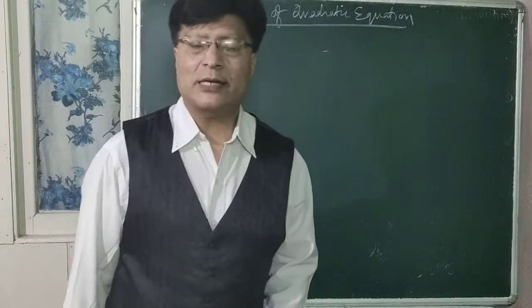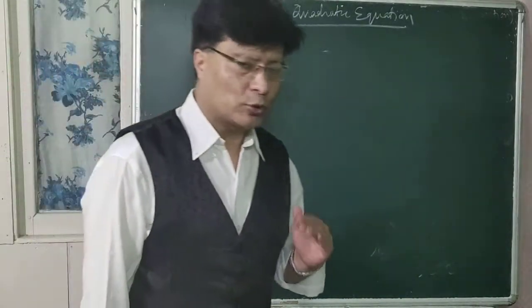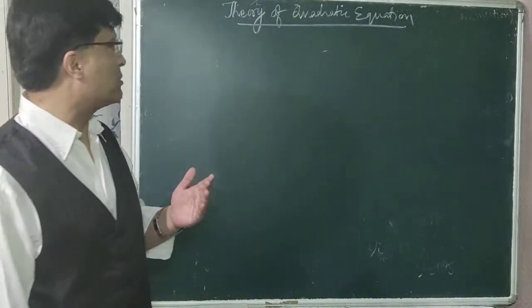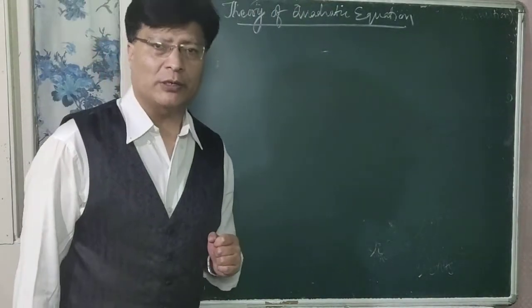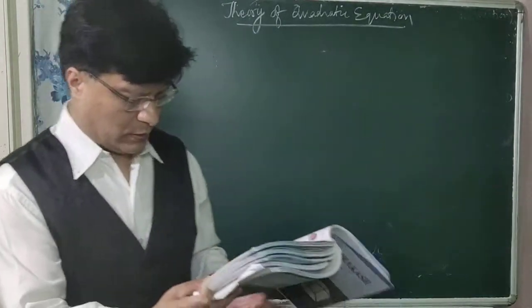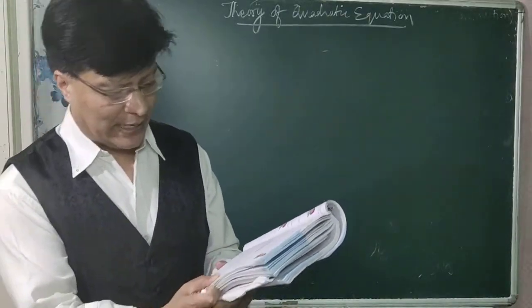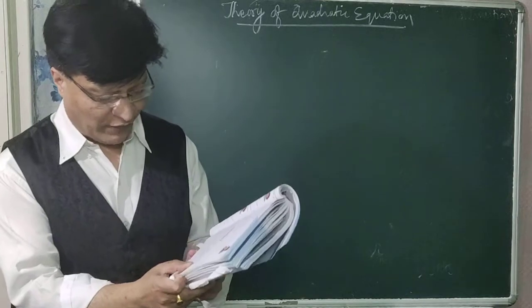So in the last class we were doing theory of quadratic equation. Today also I am continuing the same chapter, that is theory of quadratic equation, right? In the last class we did question number 7, that is page number 29. Let us work out 1.5.